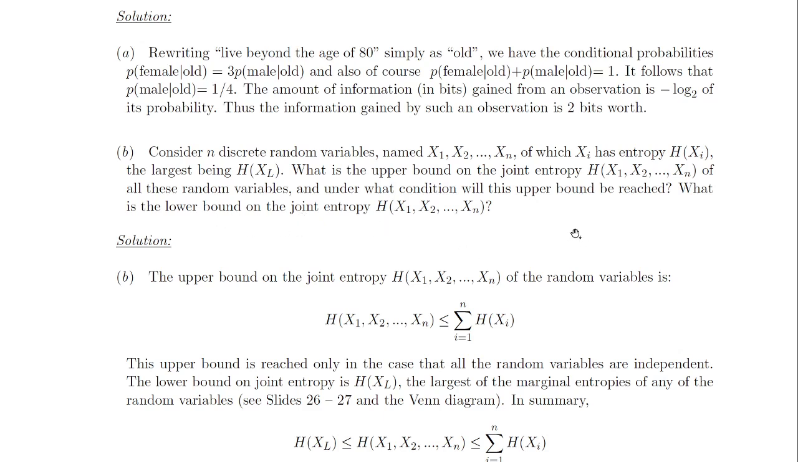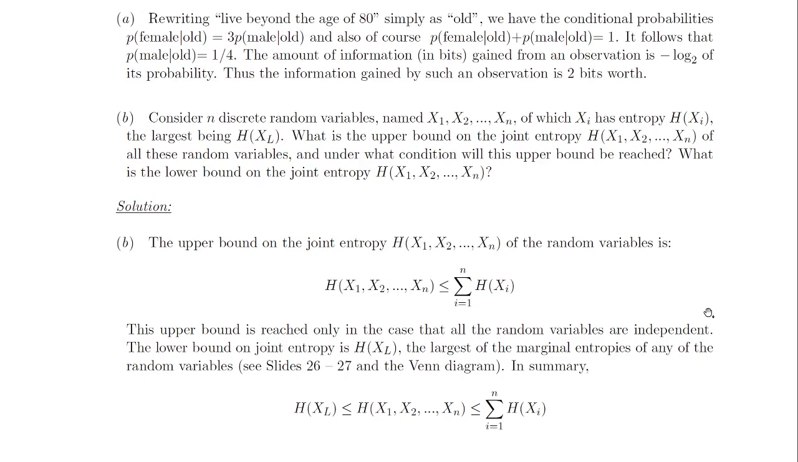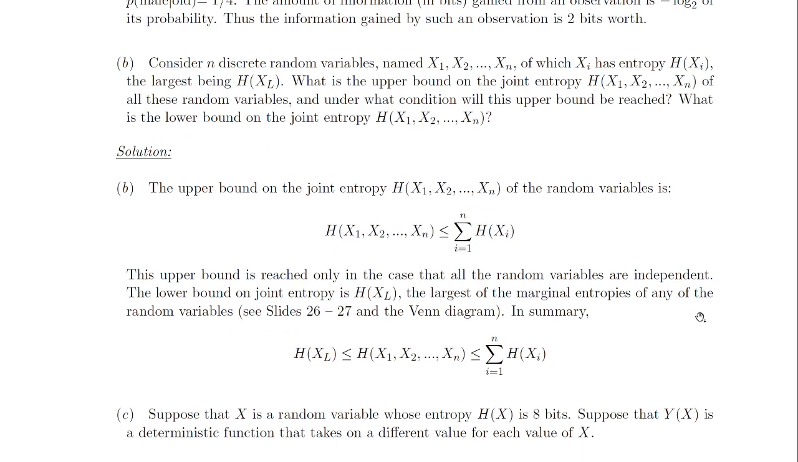So all of this can be worked out just by thinking about the Venn diagram for independent and non-independent events, and thinking about the independence bound on entropy. The upper bound on the joint entropy is, of course, the sum of all their entropies. And that upper bound is achieved only if all of the random variables are independent. So here we have an upper bound for the joint entropy of all those n random variables.